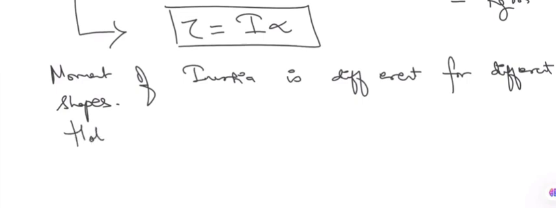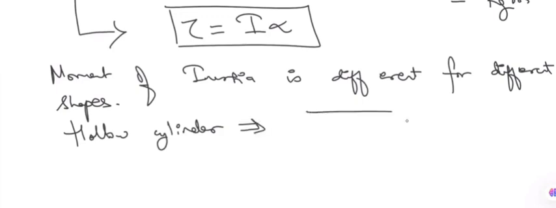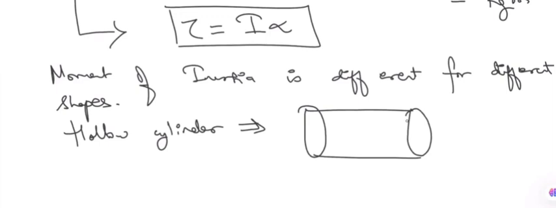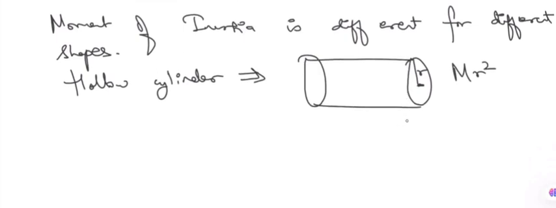Suppose I am having a hollow cylinder. I am just discussing what is there in our syllabus. Suppose I have a hollow cylinder and let's say this is the radius. So the moment of inertia is m r square.